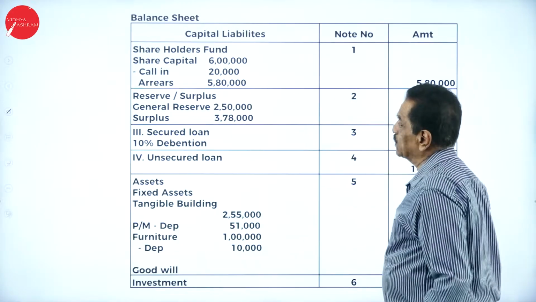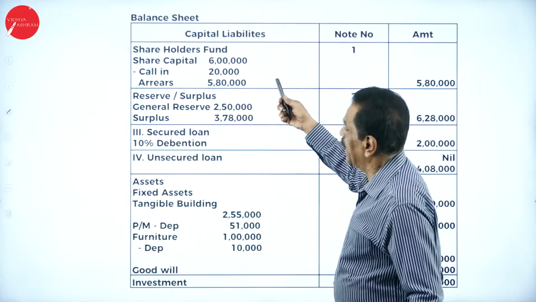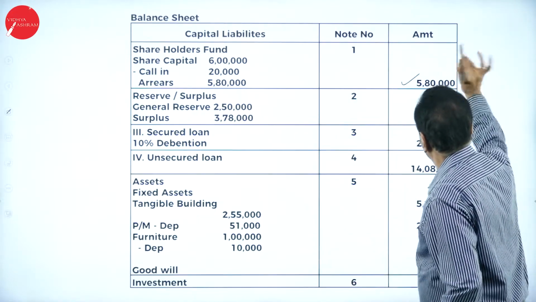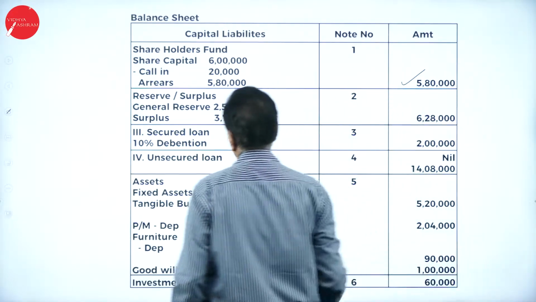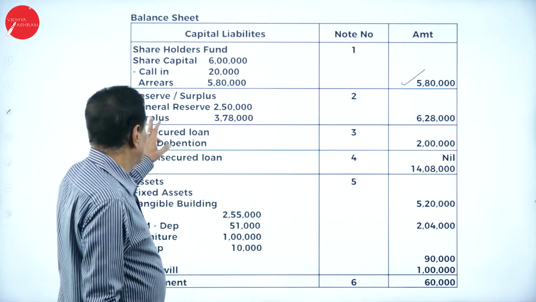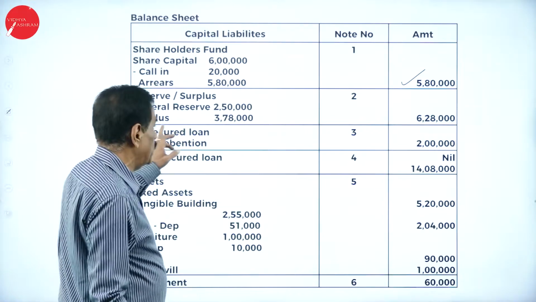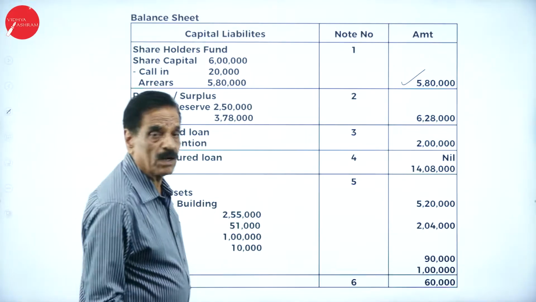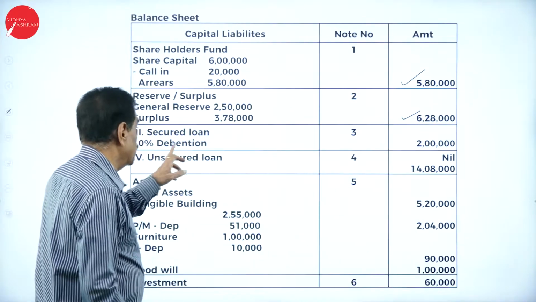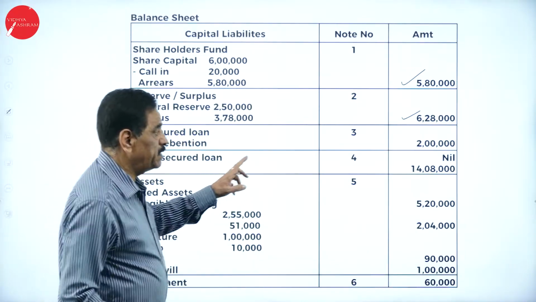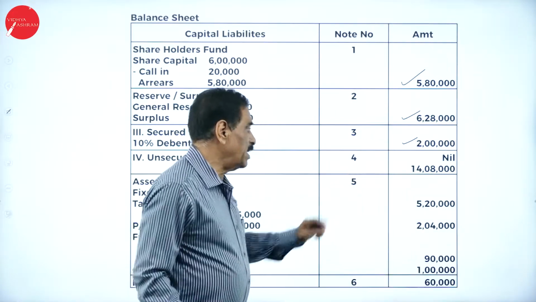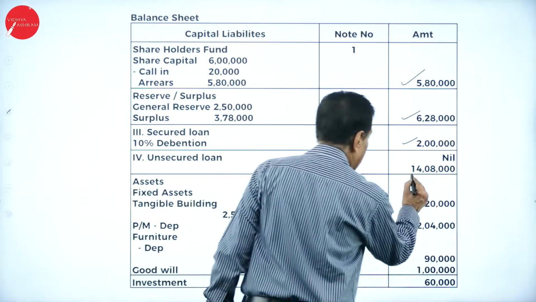So shareholders fund: share capital 6 lakh, calls in arrears is 20,000. How much he paid? 5 lakh 80,000 paid. That is note number 1. Second one, reserve and surplus, note number 2. General reserve is 2 lakh 50,000. Your surplus is 3 lakh 78,000. It works out 6 lakh 28,000. So next, third one, secured loan, 10% debenture 3 lakh. This is 2 lakh workout. Unsecured loan is nil. Totally it is 14 lakh 8,000.